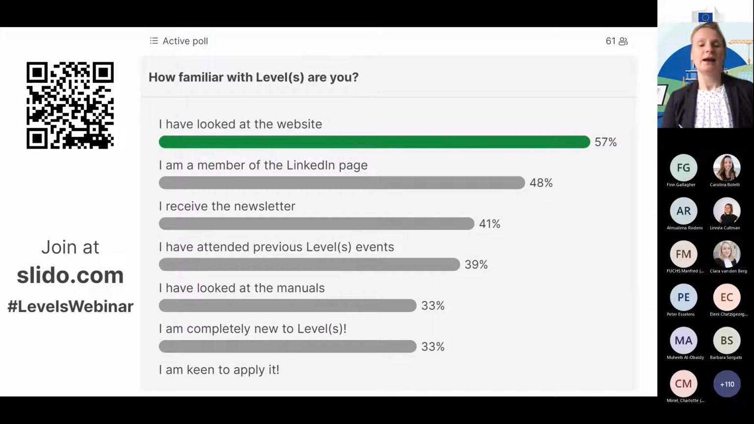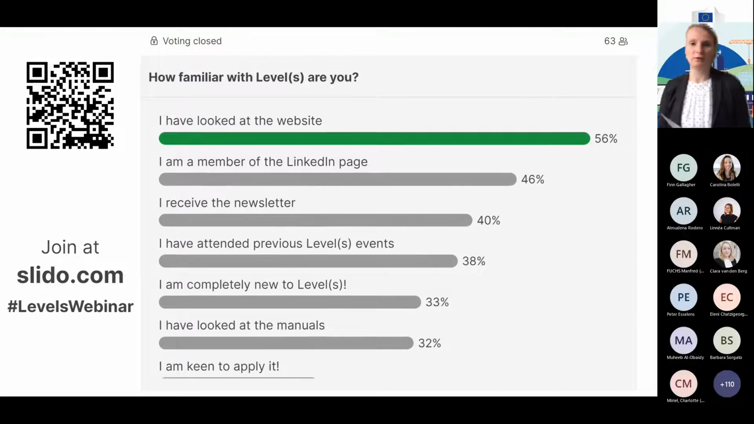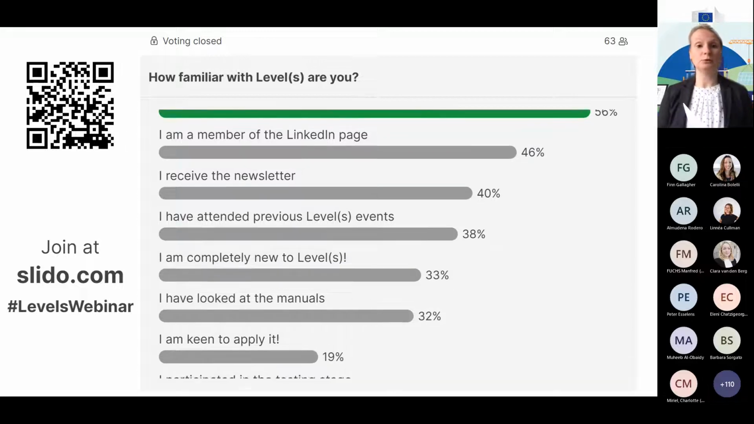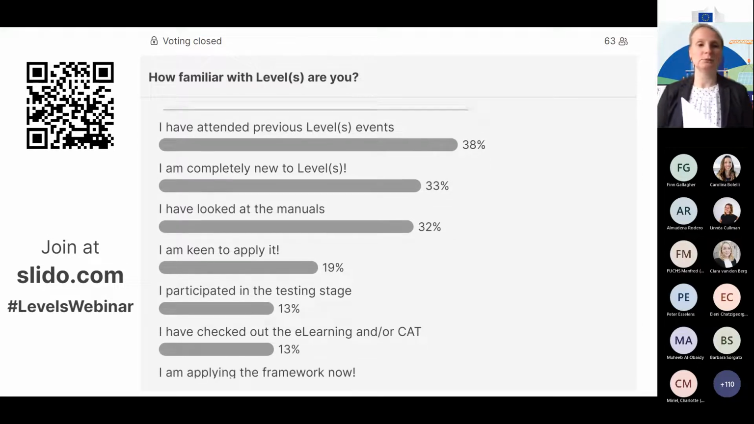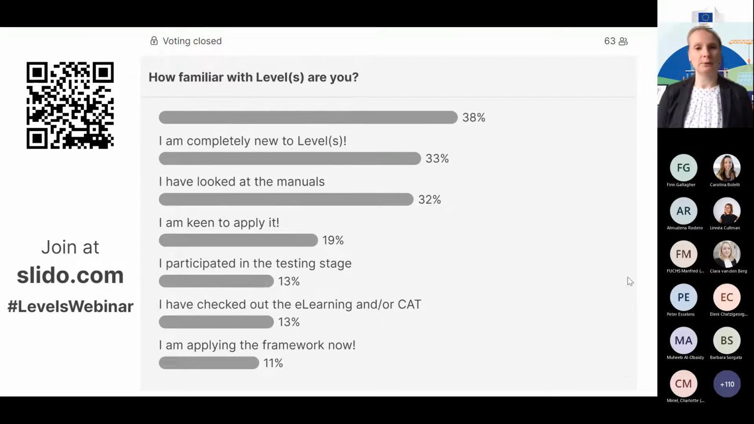Yes, thank you. How familiar are you with Levels? Many have answered, I have looked at the website. That's more than half, so that's interesting. But I'm also a member of the LinkedIn group, received a newsletter. So there's quite a lot of people that already are in contact in one way or another with the Levels environment, receiving information, but also actively looking at information at either the website or a LinkedIn page. Attended previous Levels events. That's always nice to hear as well. And we see that there is already some people that really have some basis to work on, which is great. So we're giving you more information today that you can use, but there's also a few that are maybe less familiar, and that's a great introduction then today. So we're looking forward to your continued, active participation.